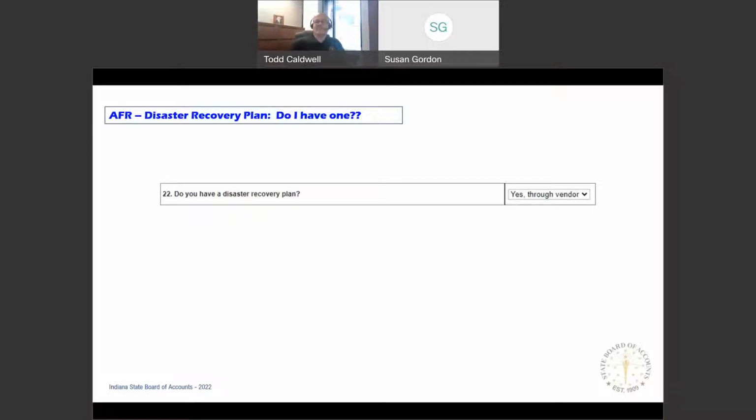You want to think about those things now instead of then, and then you have to put some plan into action and you're not really sure what to do. So having a plan in advance is a great thing. When you get to answering this question, what you can see is the first available answer, but there is a drop down there. So the possible answers are yes, you have a plan through a vendor.